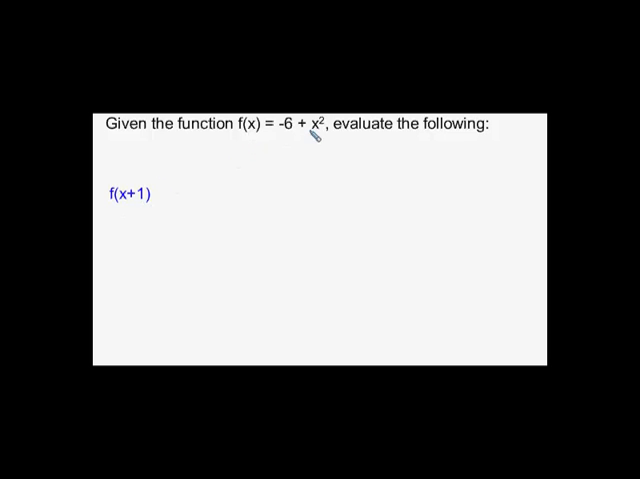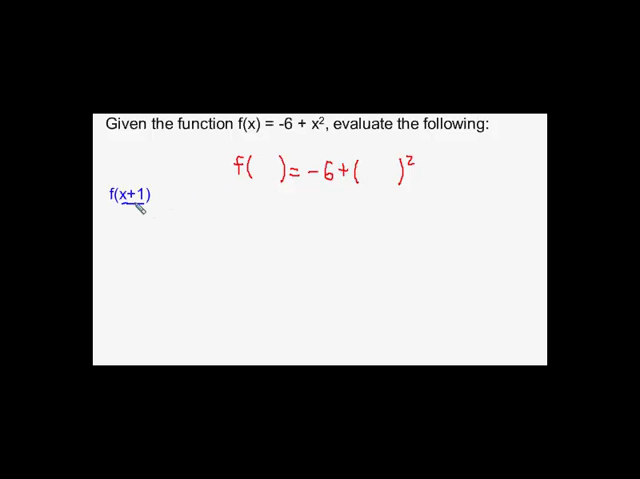So here's my function. What I'd like to do is start by writing my function down and simply leaving a blank wherever I see the input variable x. Now that I've done this, I can evaluate the function with any numerical or algebraic expression that I wish. But for this problem, we are to replace x with the algebraic expression x plus 1.